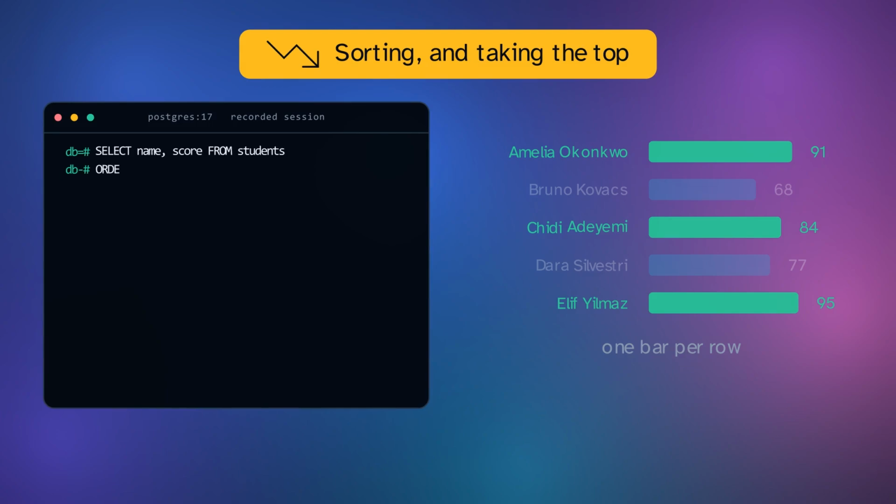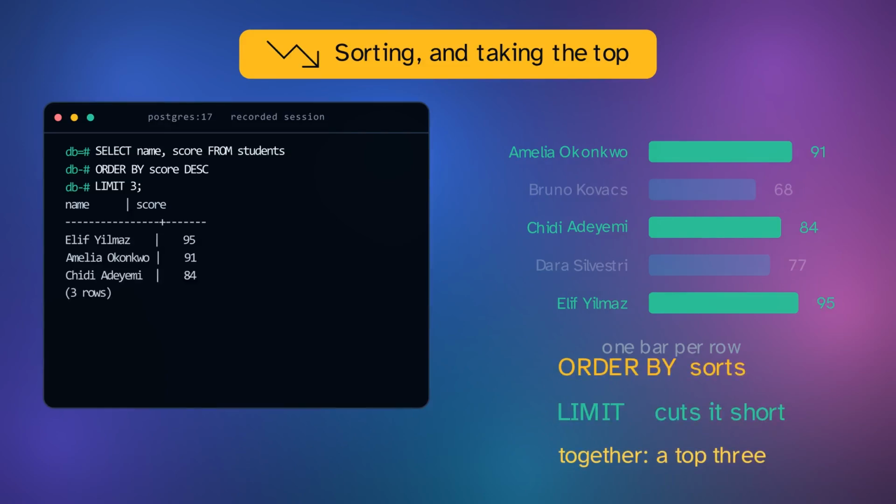One more clause, and it is a useful one. Limit 3. Give me the first 3 rows and stop. Put those two together, order by and limit, and you have written a top 3. Notice I dropped the where clause for this one. This is every student, sorted, cut off at 3. That is a real pattern you will use constantly: highest scores, newest orders, most recent messages.